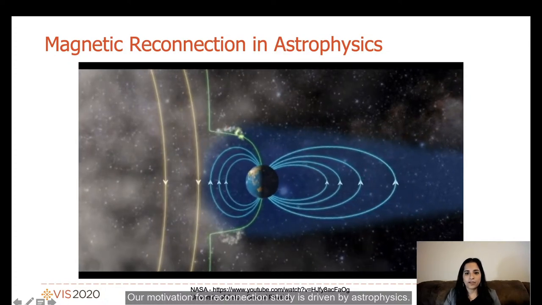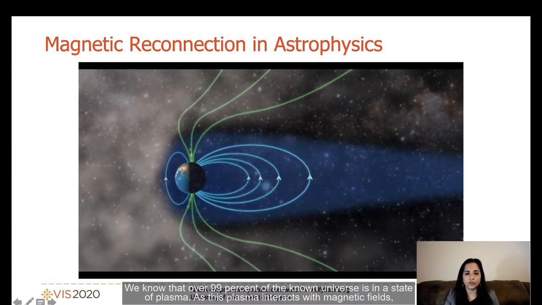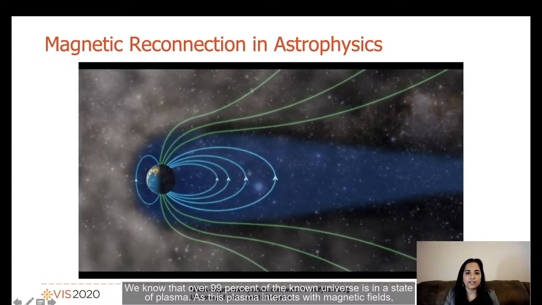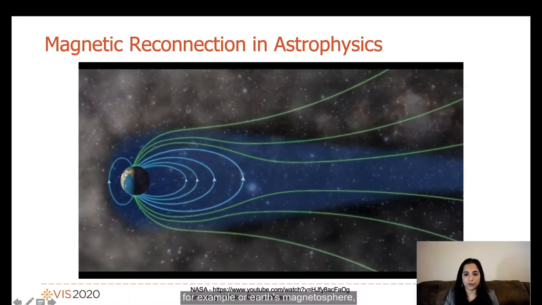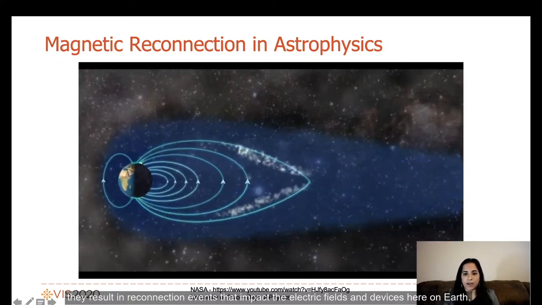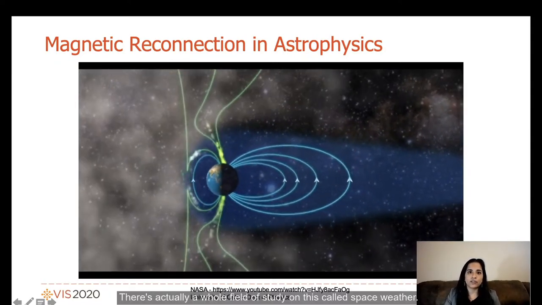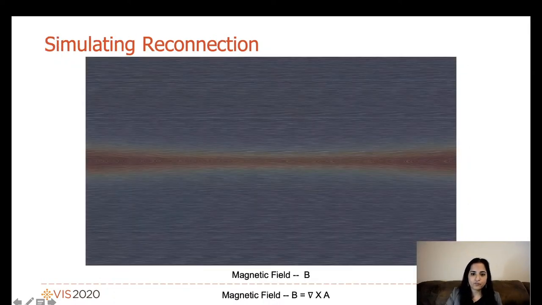Our motivation for reconnection study is driven by astrophysics. We know that over 99% of the known universe is in a state of plasma. As this plasma interacts with magnetic fields, for example, in Earth's magnetosphere, they result in reconnection events that impact the electric fields and devices here on Earth. There's actually a whole field of study on this called space weather.